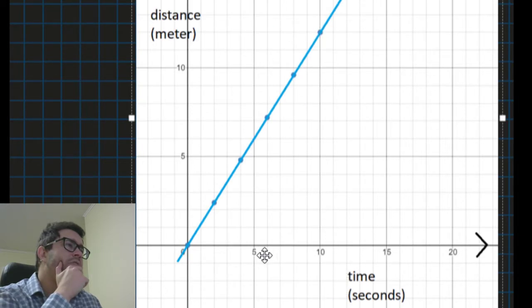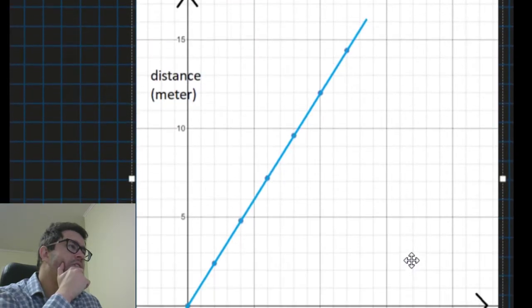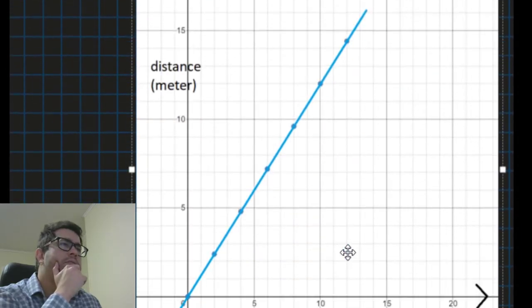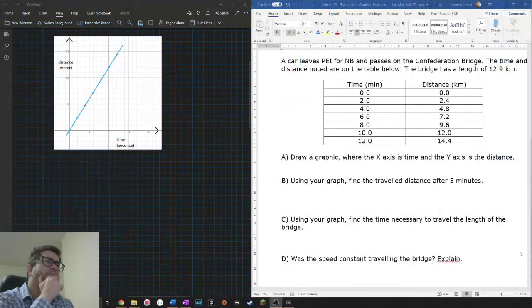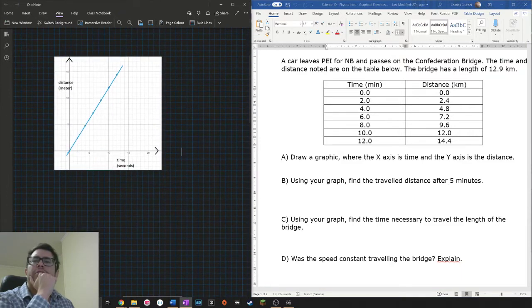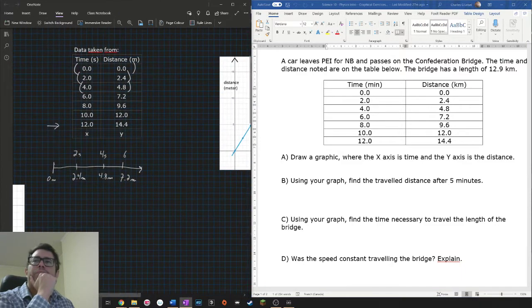What happened at 5 seconds? Well, you come from 5 here, you go up here, and you can say, well, the object was at 6 meters. What happened at 15 seconds? Ah, that's interesting. So the experiment stopped at about 12 seconds. You can see that the experiment stopped at 12 seconds.